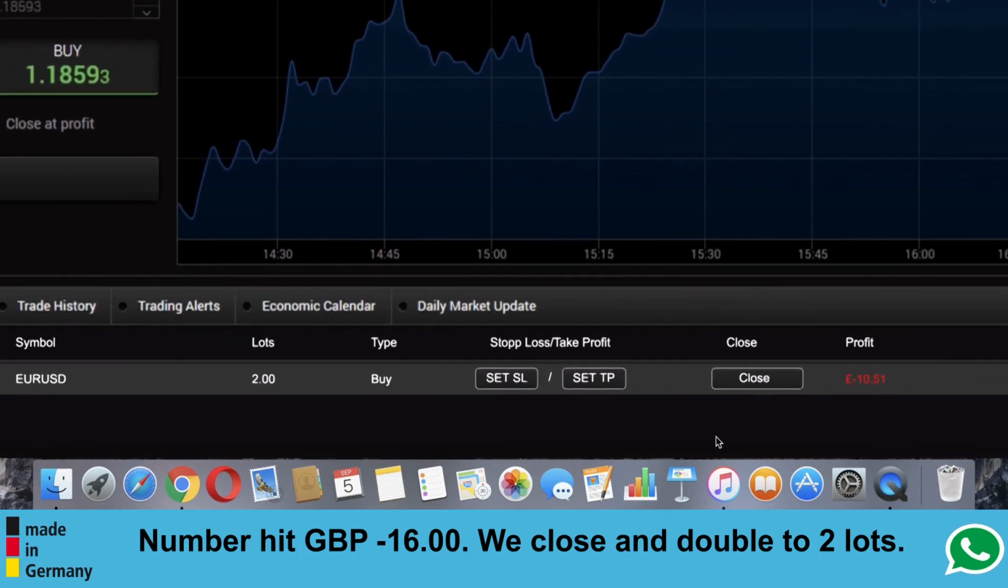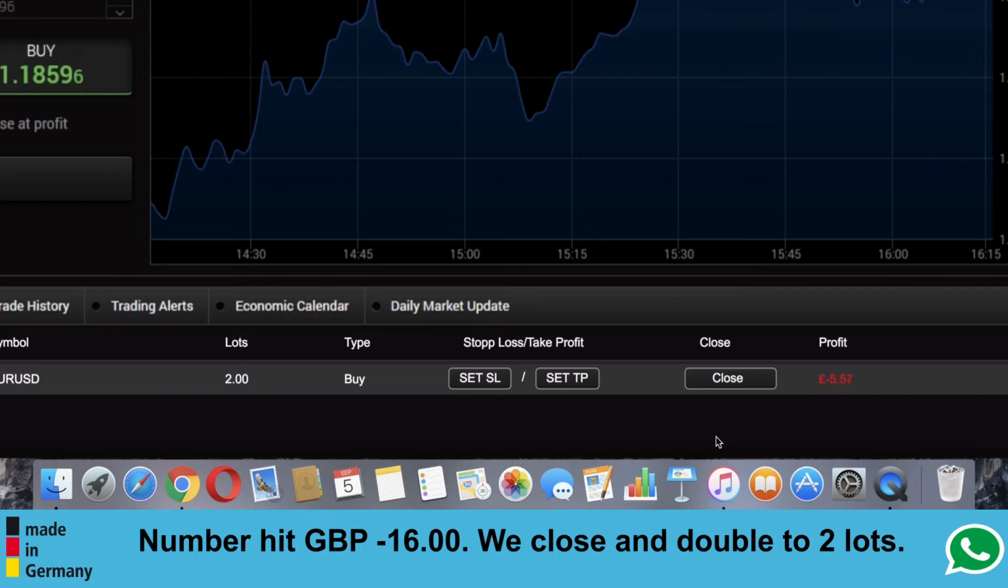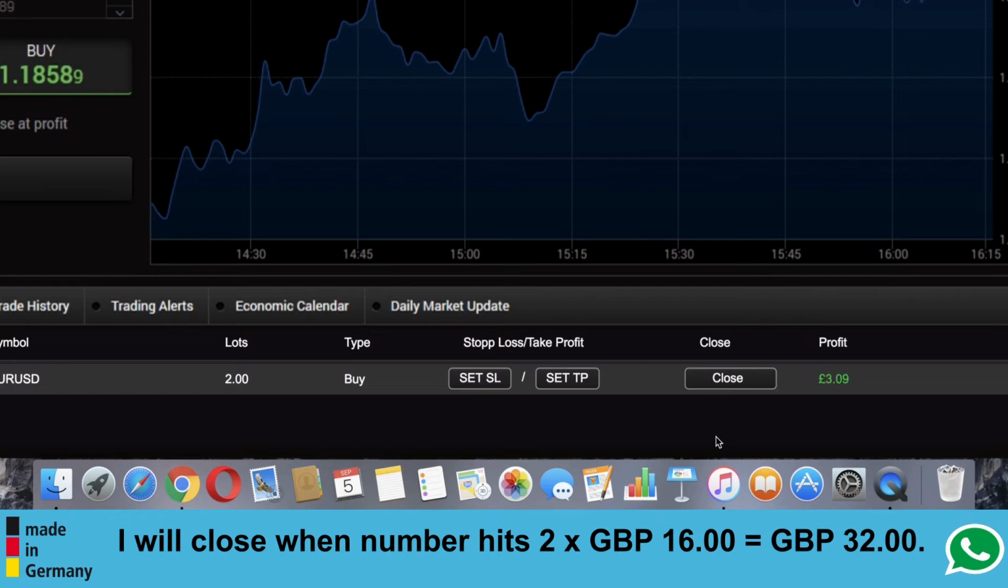Okay, we start with -10, minus something. Now I will wait until it hits 32, obviously 32 green or 32 in red, doesn't matter. I will close at 32. When I lose 32, I will double. When I win 32, I go back to 1 lot, obviously. Okay, that's what I do.